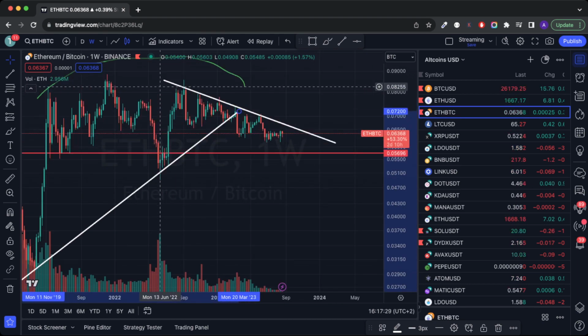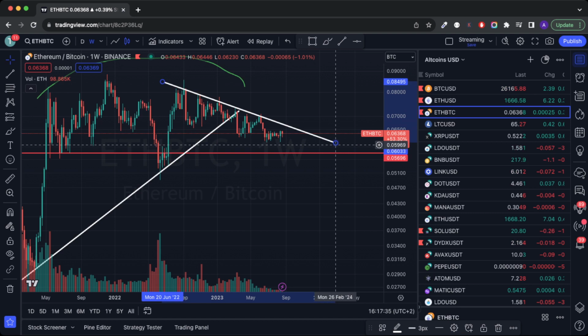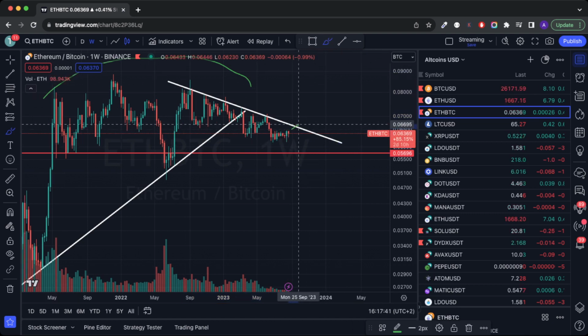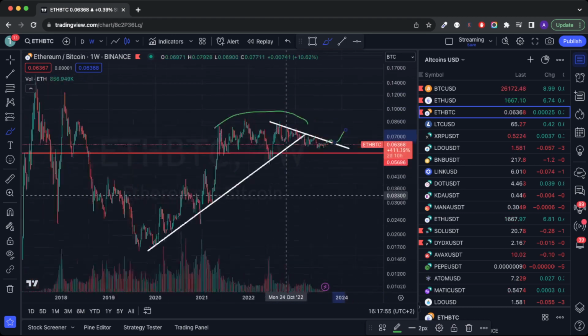What would it take for me to change my bias? At least breaking this trend line above. So if we do something like this, and then like this, that would be a trigger for me. Okay, now I can start looking at altcoins in general a little bit more. Until this is the case, I'm not touching anything. That's just my personal opinion.